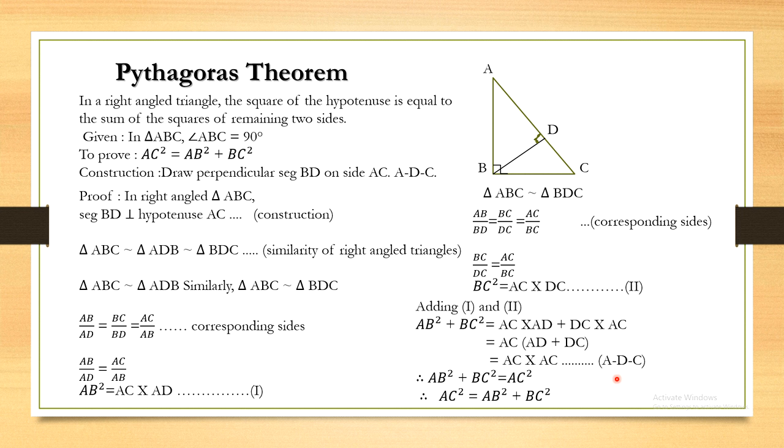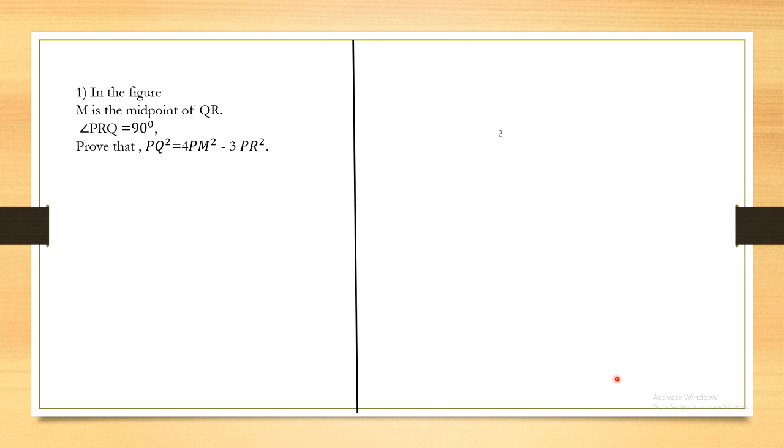Now on this theorem, let's take one simple example. In this figure, triangle PRQ is given. Angle R is 90 degrees and M is the midpoint of QR. That means segments RM and MQ are congruent. We have to prove that PQ square equals 4PM square minus 3PR square. Here we have to apply the Pythagoras theorem twice, because first we take the bigger triangle PRQ.